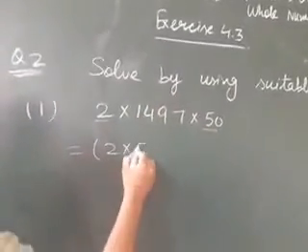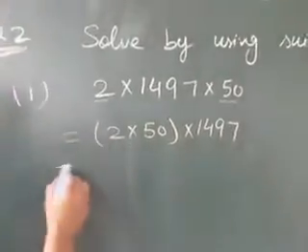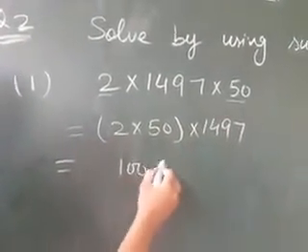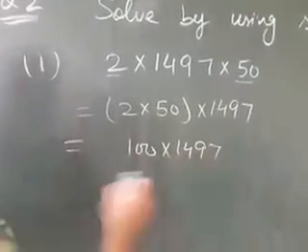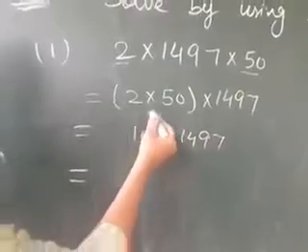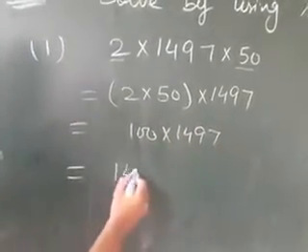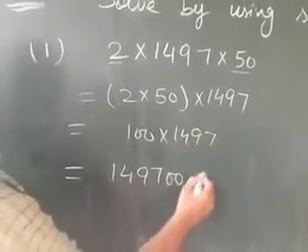So it can be written as 2 into 50. Then the third number is as it is. So the multiplication of these is 100 into this number. Then multiplication by 100, how will we do it? We will multiply 1 with this and then put 2 zeros at the end. So it will be this.